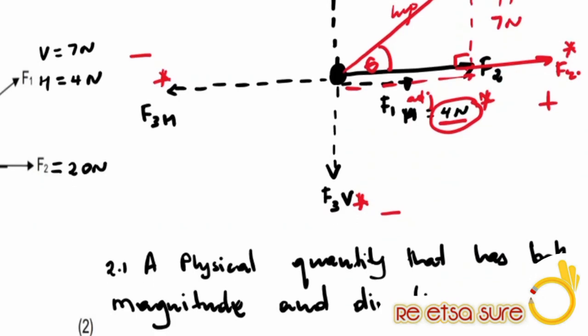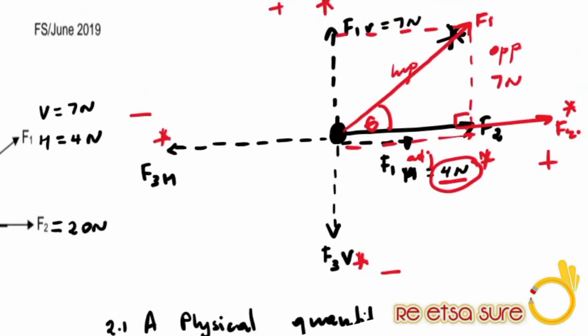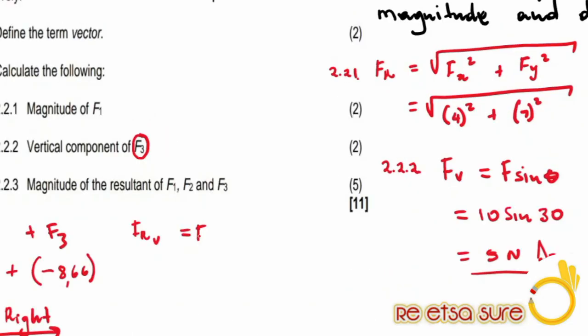How many forces are acting vertically here? I have about 2, which is F3 vertical and F1 vertical. Remember that F1 vertical, for the fact that it's pointing upward, we are going to put it as positive. And then this F3 vertical is pointing downwards, we are going to take it as negative. So I'm having 2, so which is F1 plus F2.